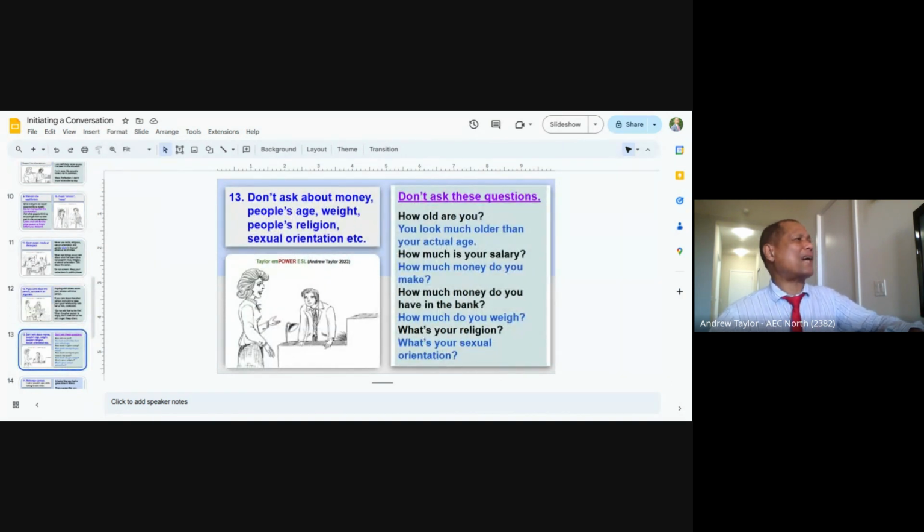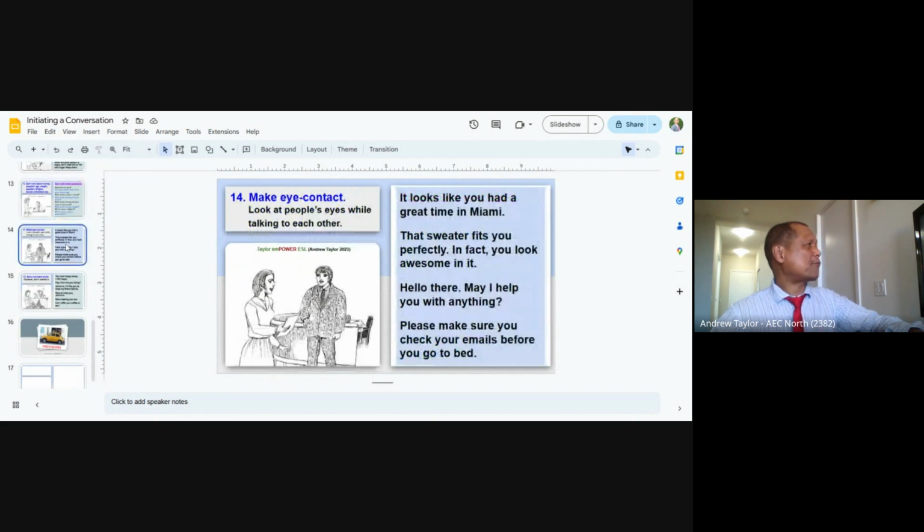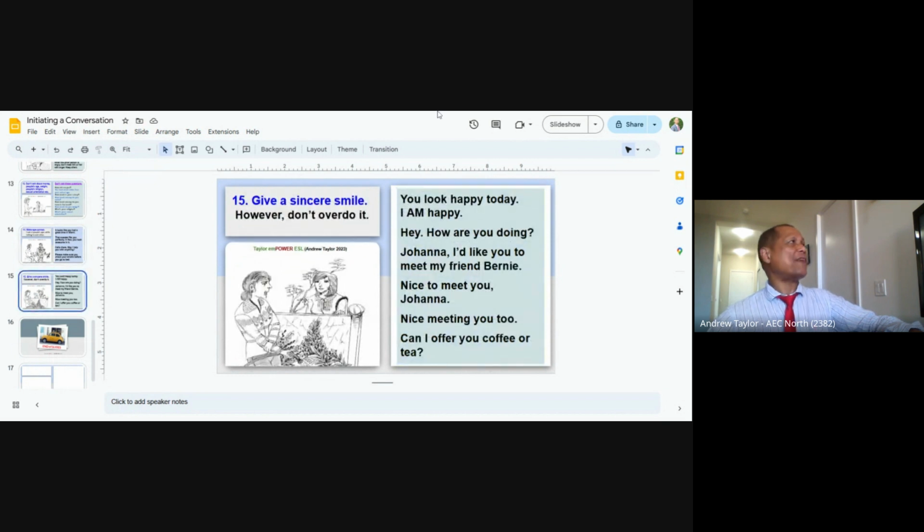Don't ask about money. Don't ask about weight or age or religion or sexual orientation. This one I don't need to repeat. Next, 14, make eye contact. When you're talking with people, look at the person in the eyes. Last one, number 15, give a sincere smile. You give a sincere smile when you're talking with people.